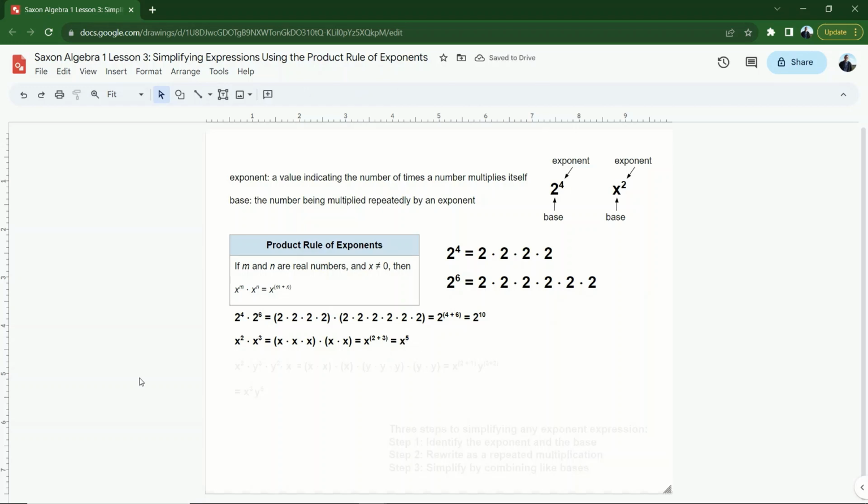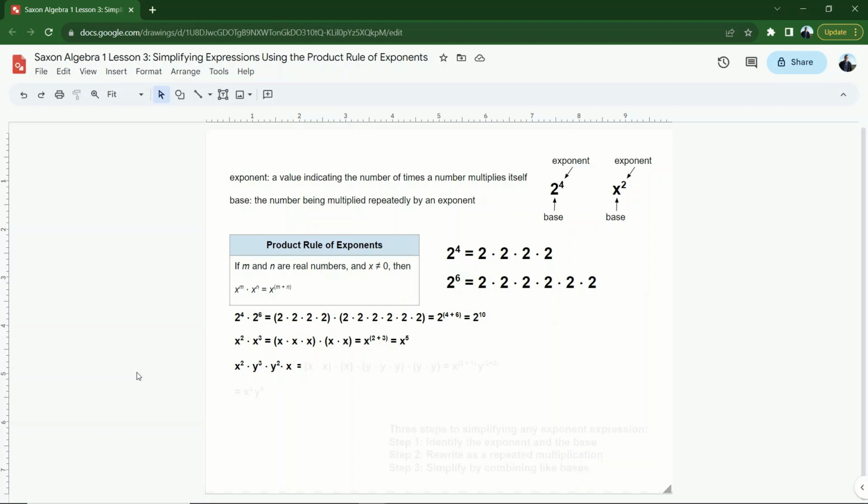All right, let's move up one level of difficulty. What if I have this kind of problem? Here I have x's and y's, different bases. I can't combine different bases with exponents. I can't combine different bases. But what I can do is collect the same bases together.